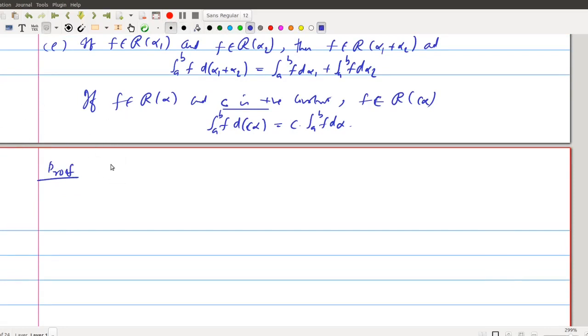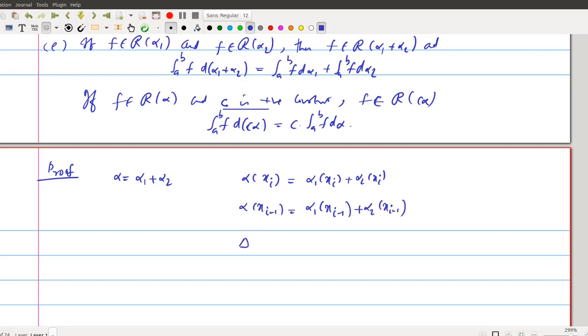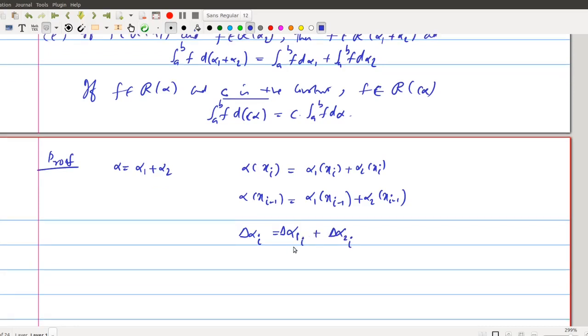We set alpha equal to alpha 1 plus alpha 2 to prove this. Now we know that for some xi, alpha of xi will be alpha 1 of xi plus alpha 2 of xi, and alpha of xi minus 1 will be alpha 1 of xi minus 1 plus alpha 2 of xi minus 1. By taking the difference between these two, this will be delta alpha i, which can be written as alpha 1 of xi minus alpha 1 of xi minus 1, that is delta alpha 1 i, plus delta alpha 2 i. So delta alpha i can be written in this form.